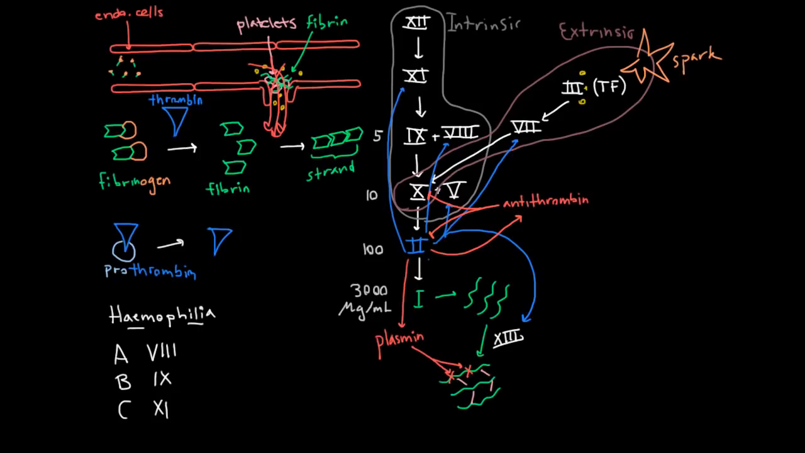And so we can draw those into our clotting cascade over here to see that a factor 8 deficiency will give you hemophilia A, factor 9 deficiency will give you hemophilia B, whereas a factor 11 deficiency will give you hemophilia C. And so we see that these guys target the intrinsic pathway.